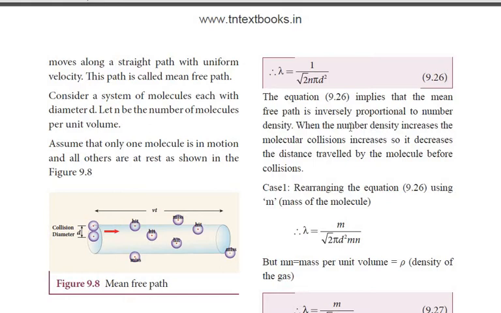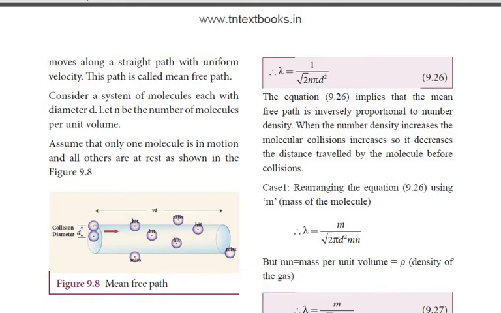Now already we know the formula PV is equal to nkT. Rearranging, P is equal to n by V into kT. Here n by V can be written as small n, so P is equal to nkT. So small n is equal to P divided by kT. Substituting this n value in equation 9.6, we get lambda is equal to kT divided by root 2 into pi d square into rho.